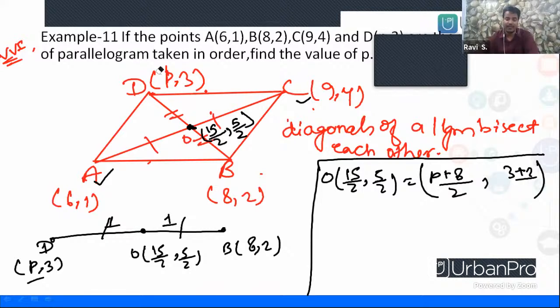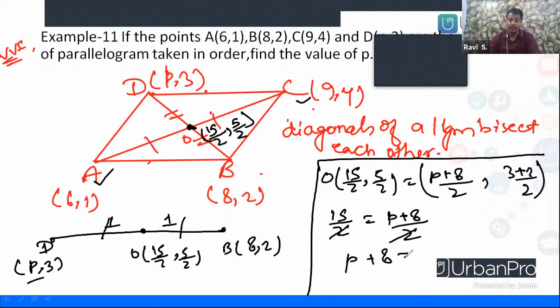Okay, so this will be 2, guys. Now we are going to compare the x with the x, right? Here it is 15 by 2, and it is here (p plus 8) by 2, guys. This 2 will be cancelled out, and p plus 8 will be 15. So finally, we get the point P. So P is 15 minus 8, that is 7, guys. Okay, I hope you all have understood. Type 1 if you have understood this. Okay, so let's move to the final question here.